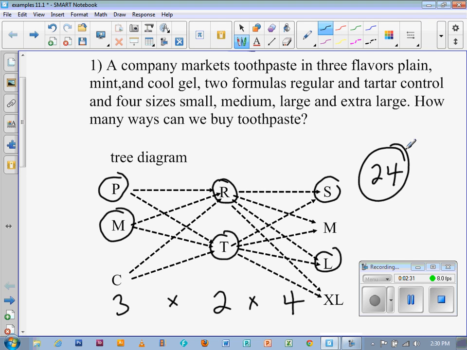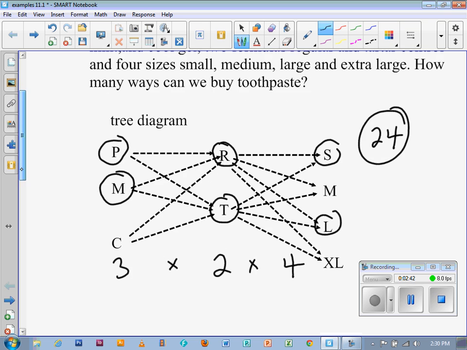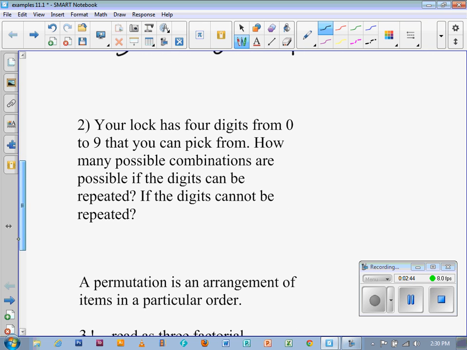Again, you can do that by counting how many are in each category and then multiplying them together, or you can actually make a tree diagram and count all the different routes we can take. Another example of the basic counting principle would be a lock. Your lock has 4 digits from 0 to 9 that you can pick from. How many possible combinations are possible if the digits can be repeated?